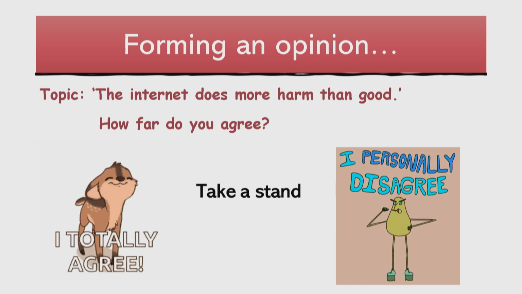Now let us see how to form an opinion on a topic. Suppose you have a topic, the internet does more harm than good. In order to form an opinion, you need to take a stand on the topic. That is, whether you agree with this statement or not. If the topic asks you, how far do you agree, or to what extent do you agree, make your opinion clear throughout. You can either agree, partially agree, or disagree with the statement by explaining and justifying your opinion.